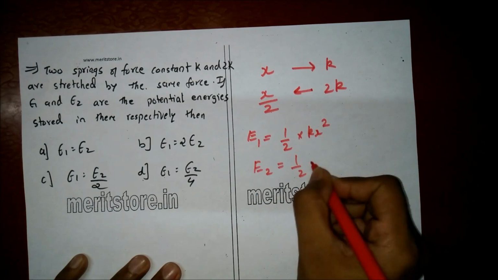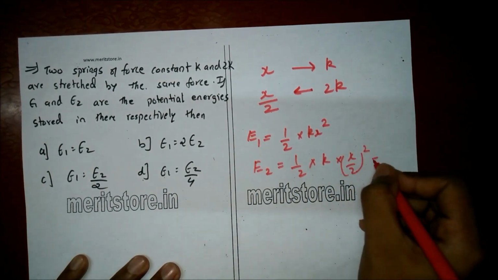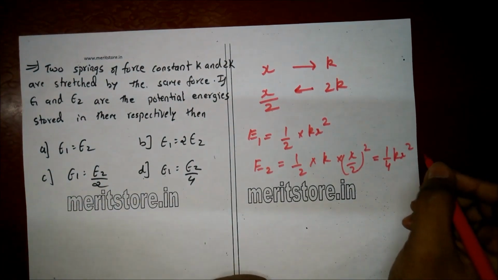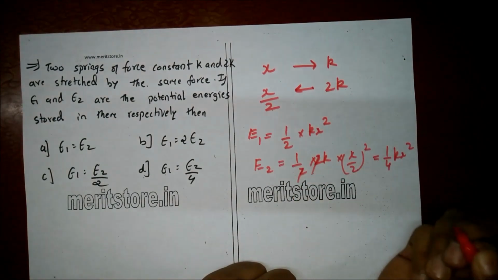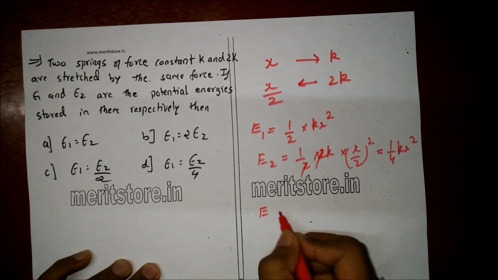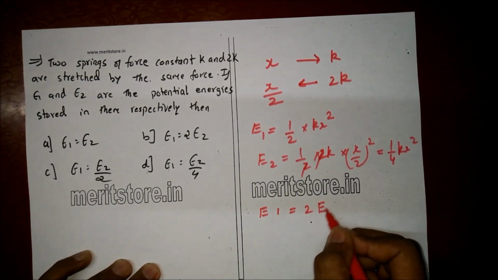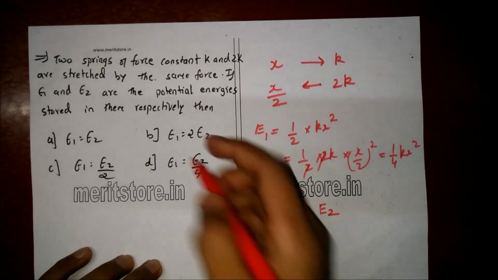Therefore, the potential energy E1 will be half into K into X square, and E2 will be half into 2K into (X by 2) the whole square. The 2 will get cancelled, and 2 square is 4, so E2 is 1 by 4 K X square. Therefore, E1 will be equal to 2 E2. Therefore, here the correct relation will be option B.